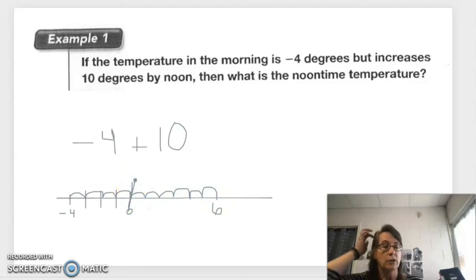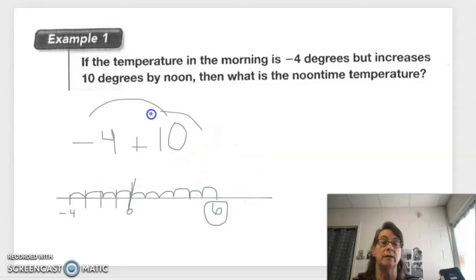Okay, so what we're going to be talking about is rules for these. The rules that I'm trying to teach you is if we have same signs, we're going to add the absolute values. If we have opposite signs, we're going to subtract the two absolute values. 10 minus 4 is 6. And then we take the sign of the greater valued number. It's kind of like a tug of war.